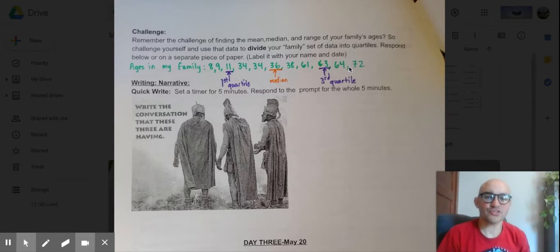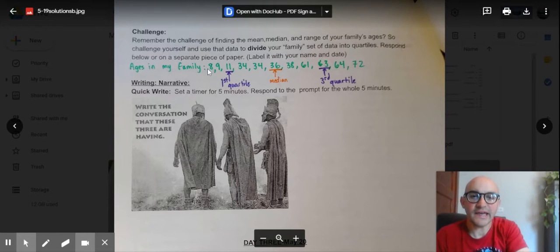So the concept of quartile is just dividing something up into 4 equal-sized parts. In this case, dividing a data set into 4 equal-sized parts.